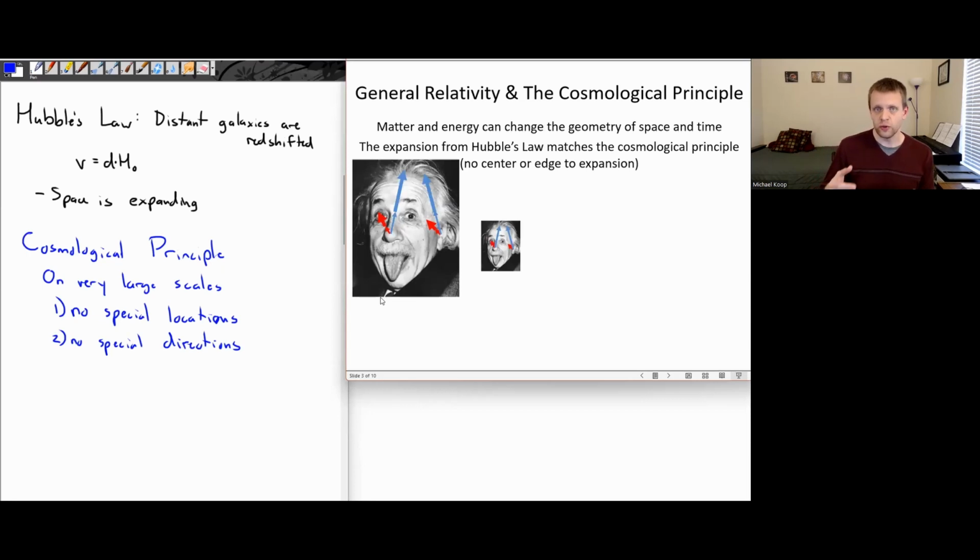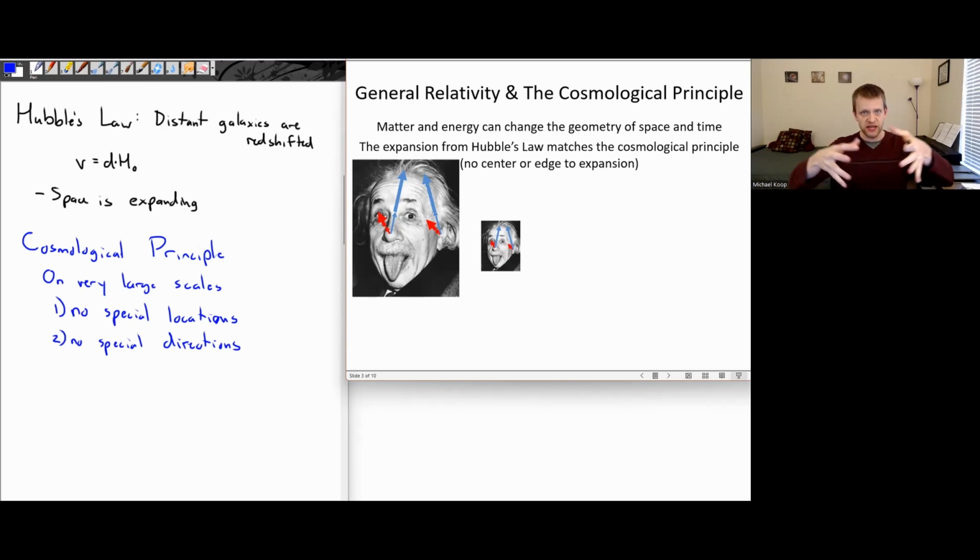We talked about how general relativity comes into play. Our basic understanding of gravity, according to Einstein, is that matter and energy change the geometry of space and time, and the geometry of space and time tell matter how to move. And the expansion that we see from Hubble's law matches the cosmological principle. There seems to be no center to this expansion. There's no edge of this expansion.